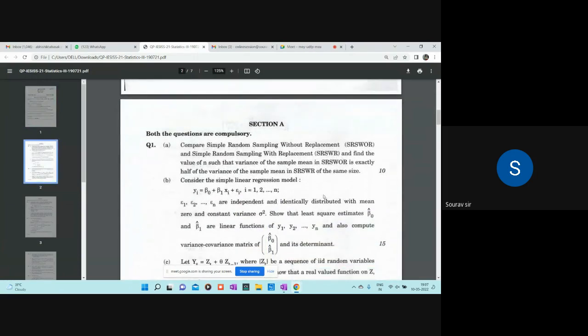Okay. So let us select the first question, which compares simple random sampling without replacement and simple random sampling with replacement, and find the value of n such that the variance of the sample mean in SRSWOR is exactly half of the variance of the sample mean in SRSWR of the same size. Okay.